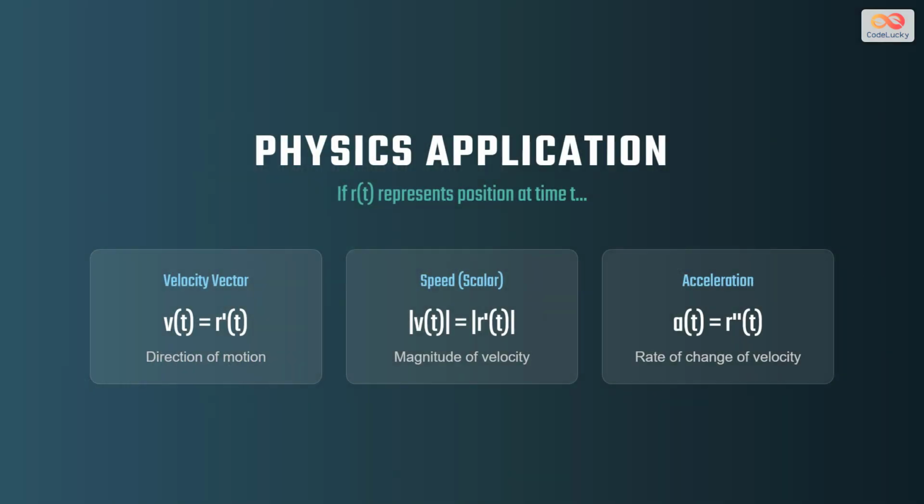This concept is incredibly useful in physics. If r of t represents the position of a moving particle at time t, then the derivative r' of t is exactly the velocity vector of that particle. Its magnitude represents the speed, and the second derivative, r'', represents the acceleration.